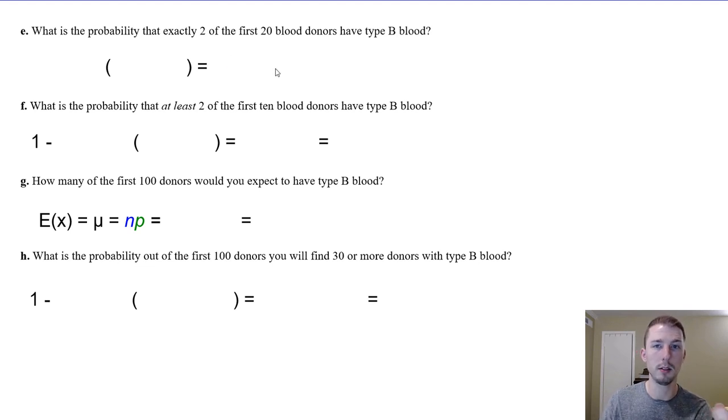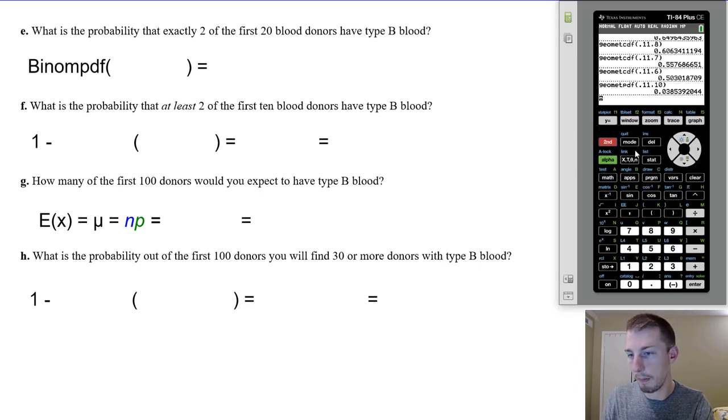Okay, so this is the number of successes out of 20, which is a binomial distribution. We're doing the binomial PDF because we know exactly 2, not a range of values like less than 2, more than 2, or at least 2, which we'll do next. So binomial PDF for exactly 2. We'll put that in the calculator real quick.